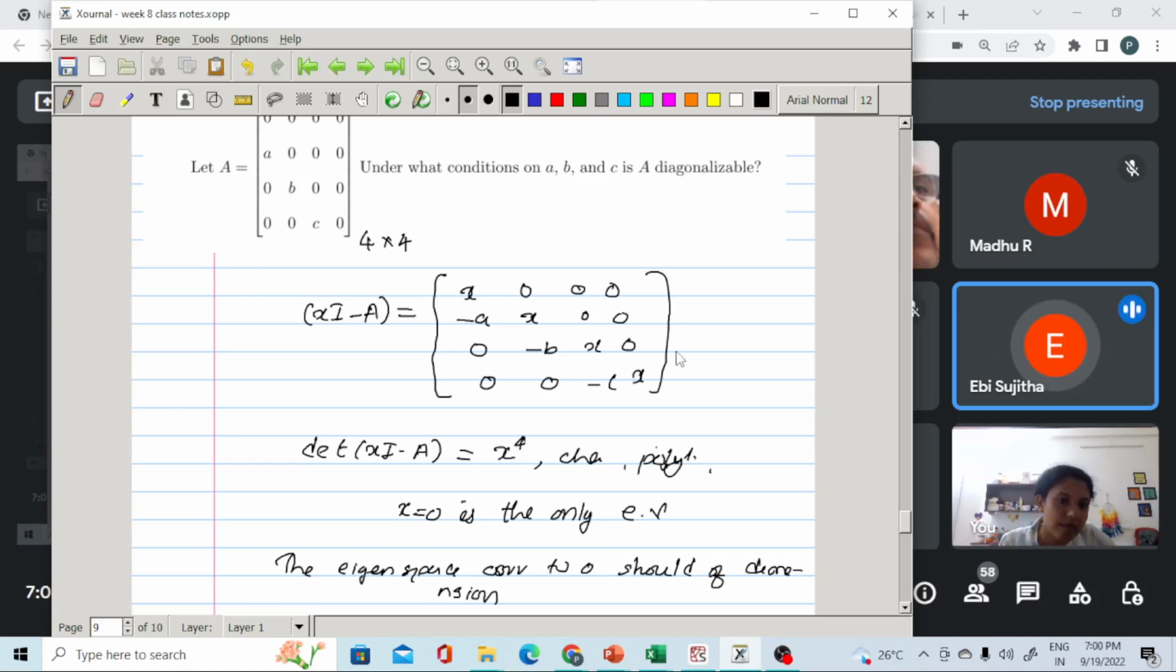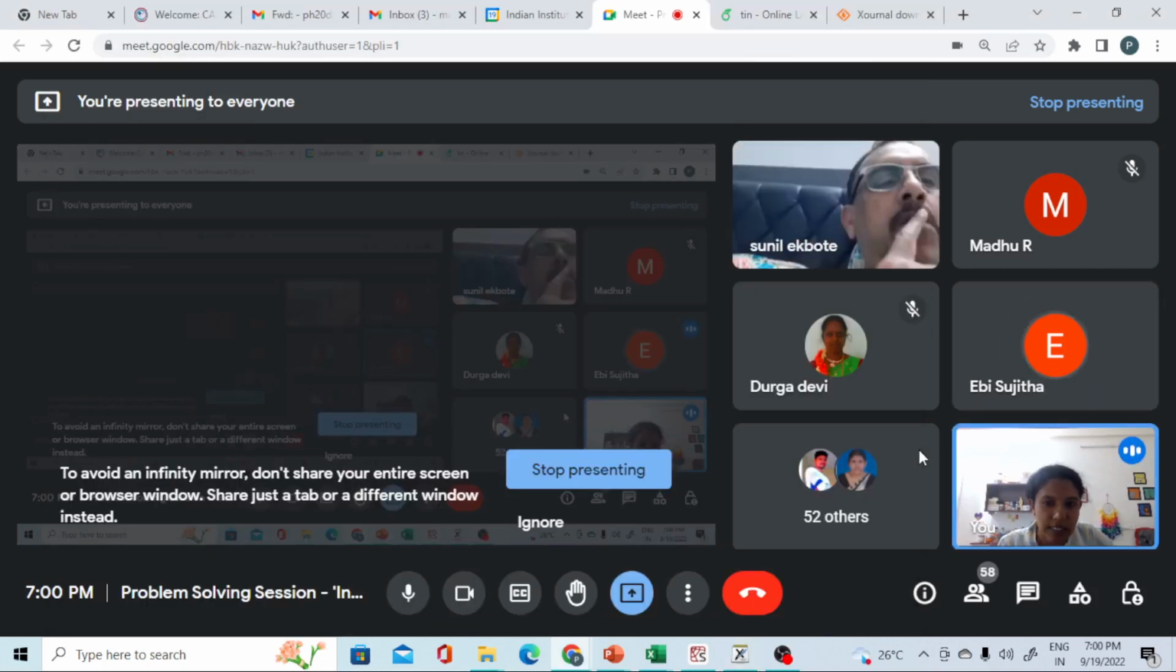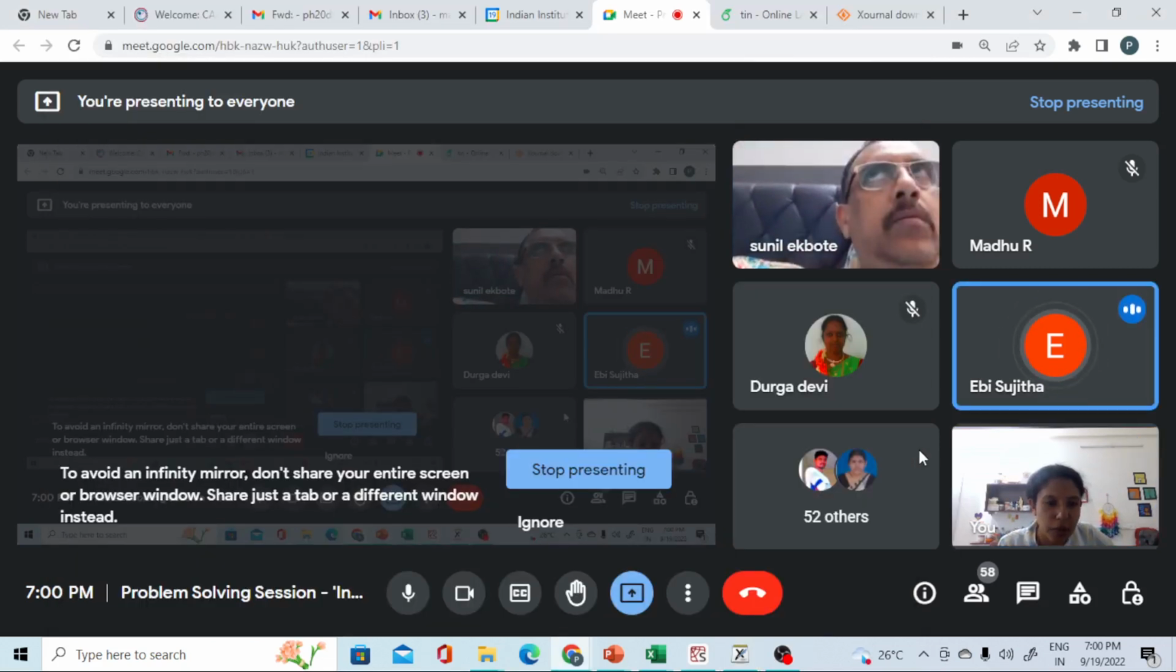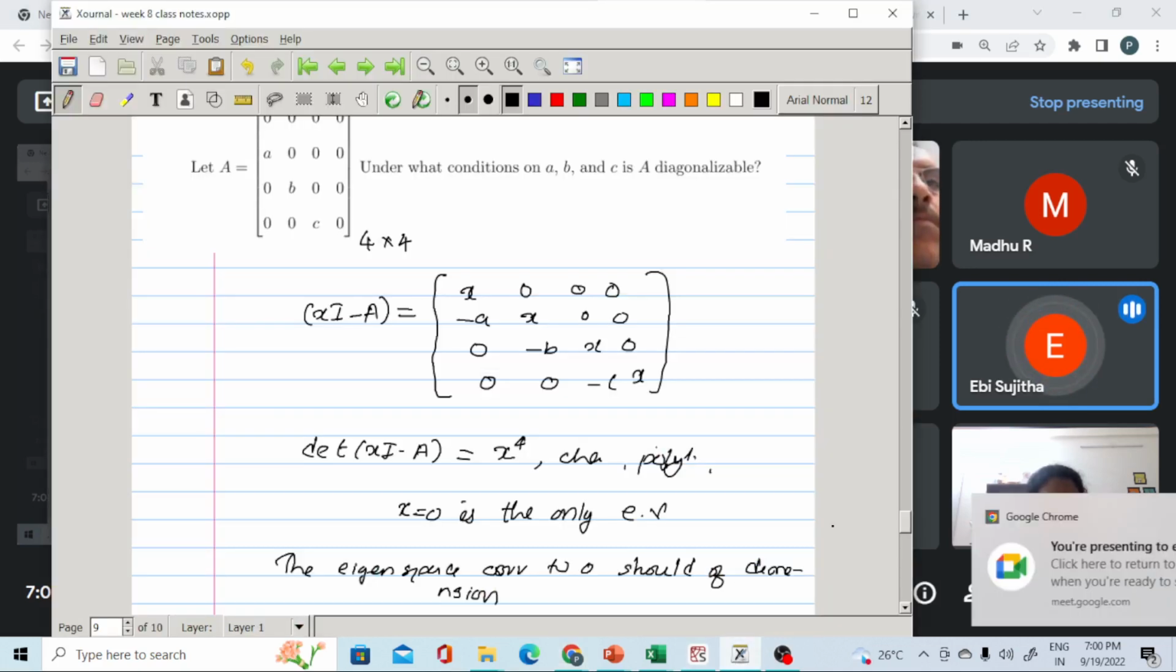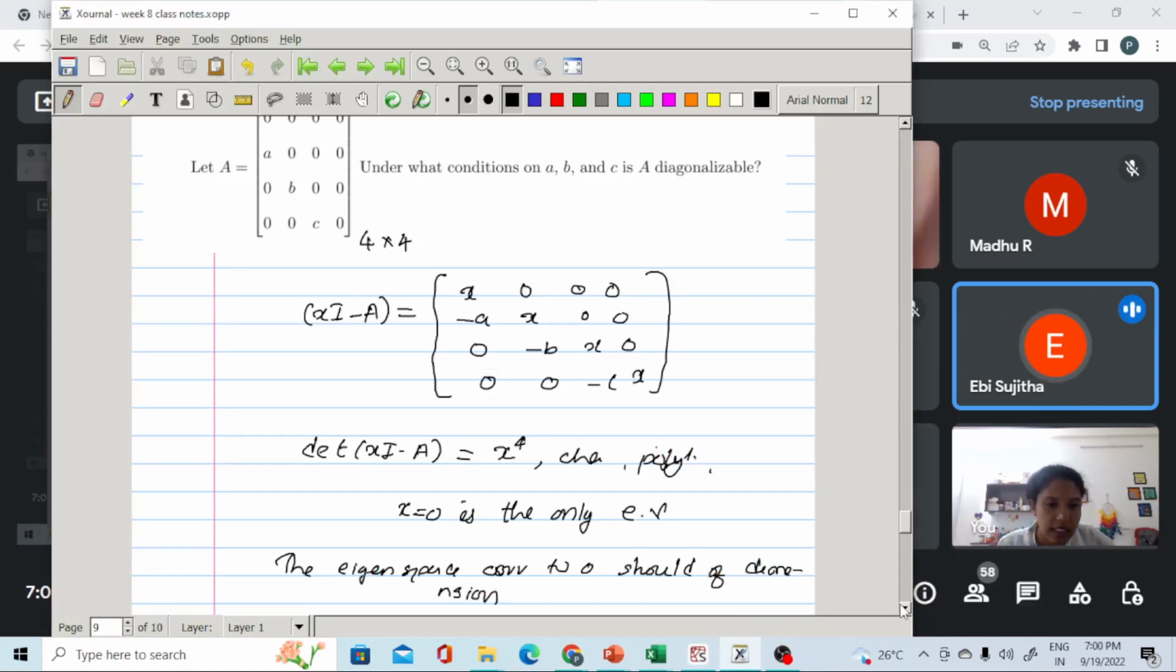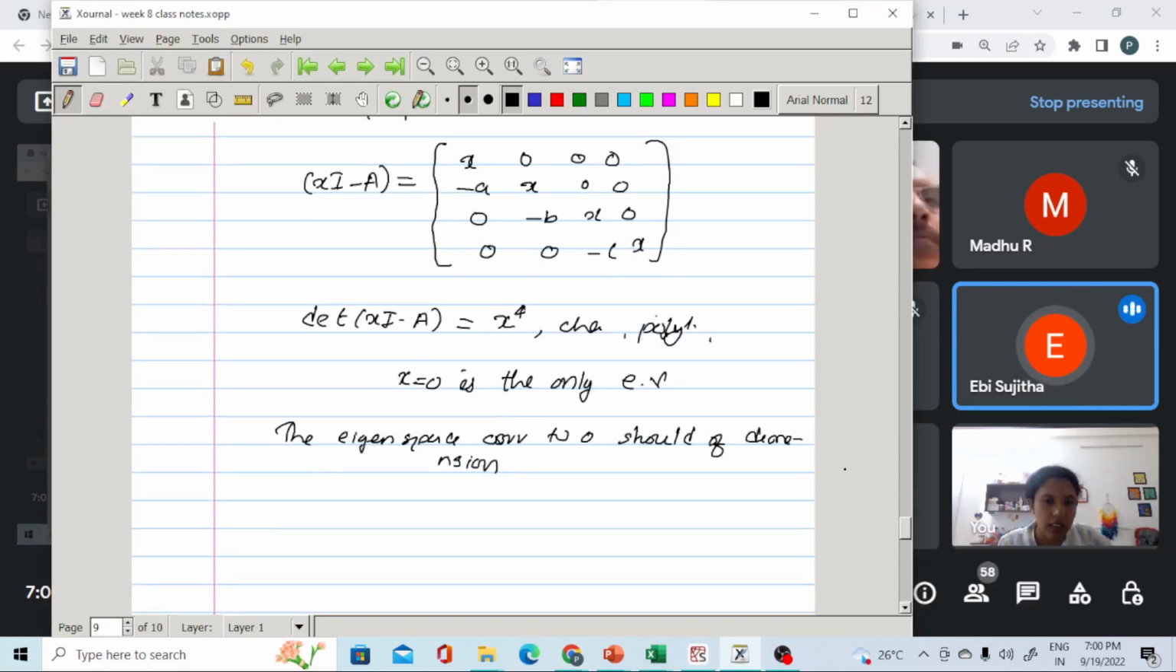Anyone else? Is it 4? The eigenspace corresponding to 0 has dimension 4, right? Is this fine everyone? Anyone has doubt?